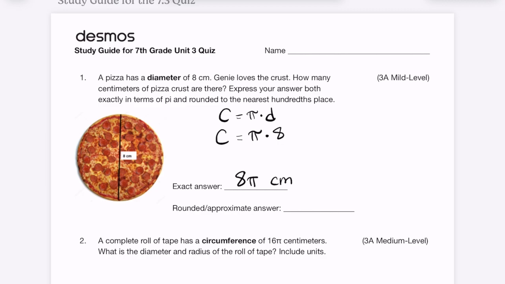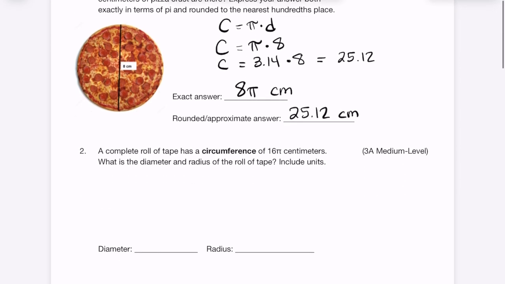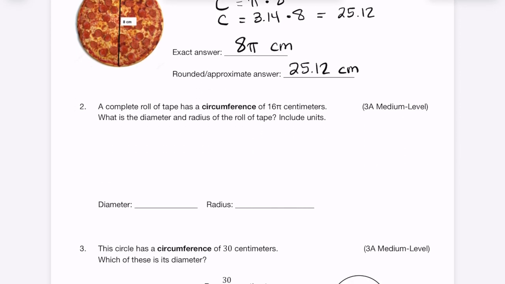So we can also do 3.14 times 8 to get what the circumference is about equal to, because we know pi is about 3.14. And we'll get 25 and 12 hundredths. So there we go. Okay, so you need both of those. And they're basically the same. One is just slightly more exact than the other.